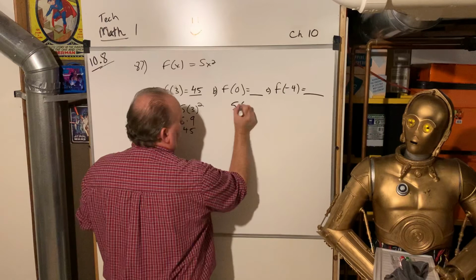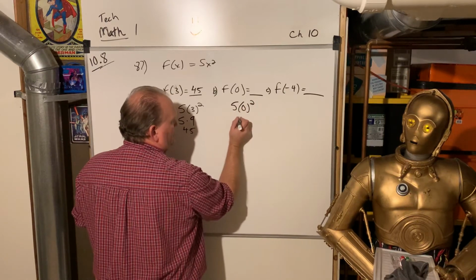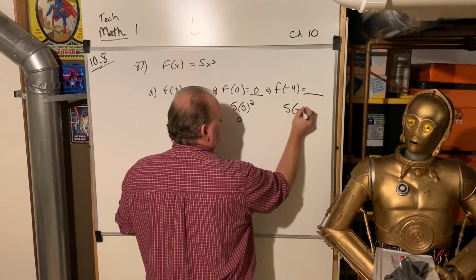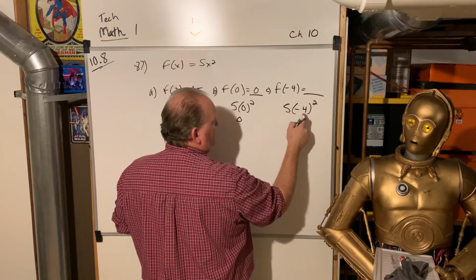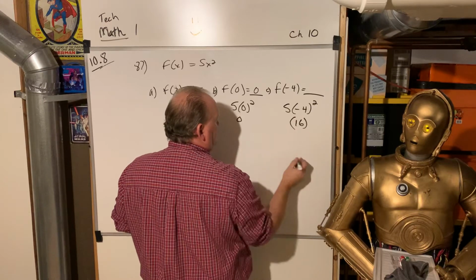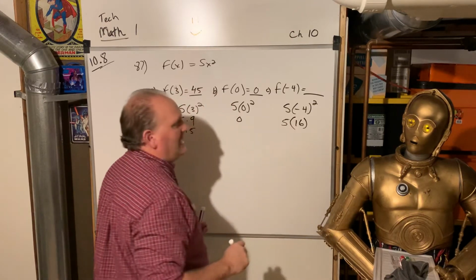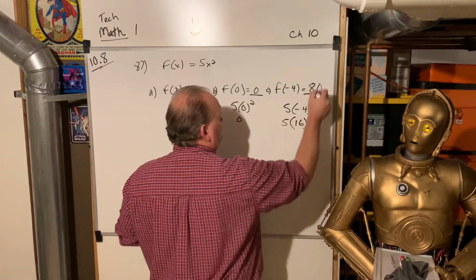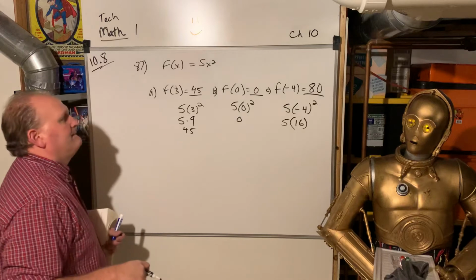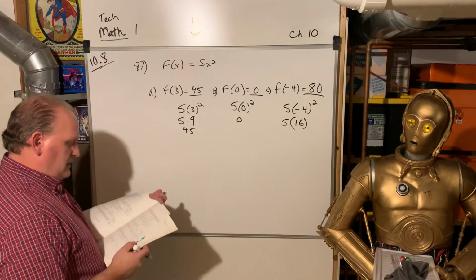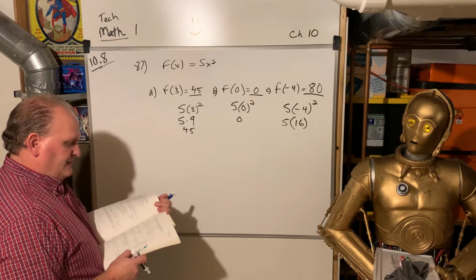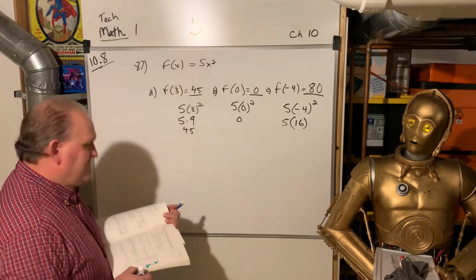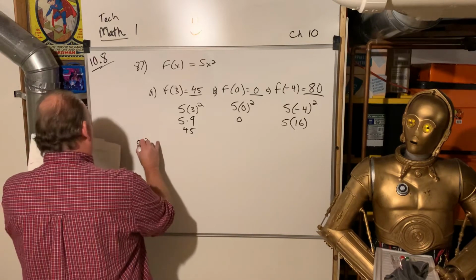F of 0, that's easy. 0 squared is 0 times 5 is 0. F of -4, oh, that's a little tougher, right? So -4 times -4 is positive 16, and then 16 times 5 is what, 30, carry the 3, 80. Okay. So it's just kind of plug and chug. And then we could do one more of those here. Let's do one more, quick one.